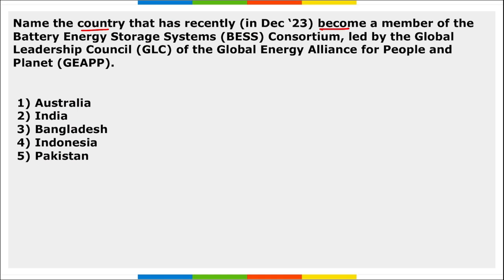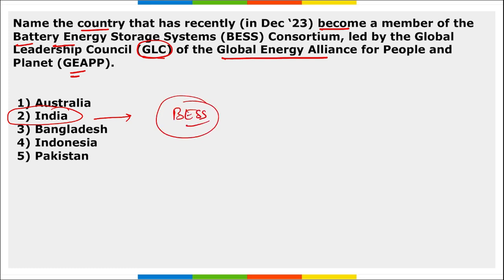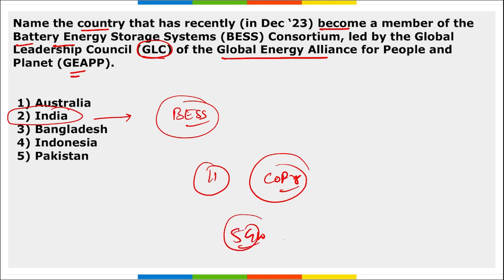Next, name the country that recently became a member of the BESS consortium, that is Battery Energy Storage System consortium, that is led by the Global Energy Alliance for People and Planet. Which is it? It is our India. Also remember, a total of 11 countries including India have joined this BESS consortium during COP28. Under this consortium, it is committed to achieve a combined commitment of 5 gigawatts of BESS, that is Battery Energy Storage System, by the end of 2024.